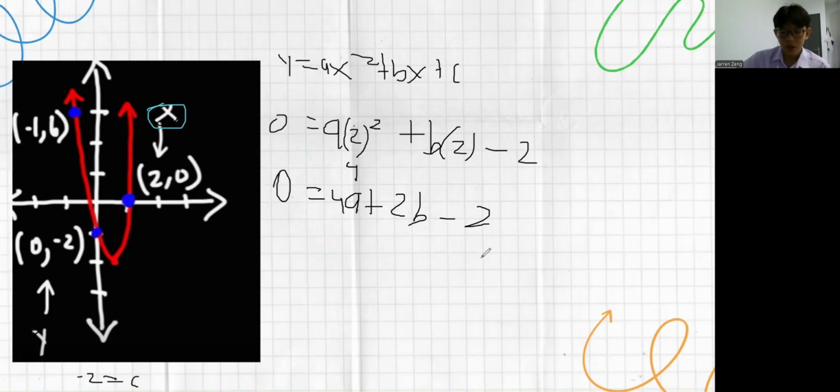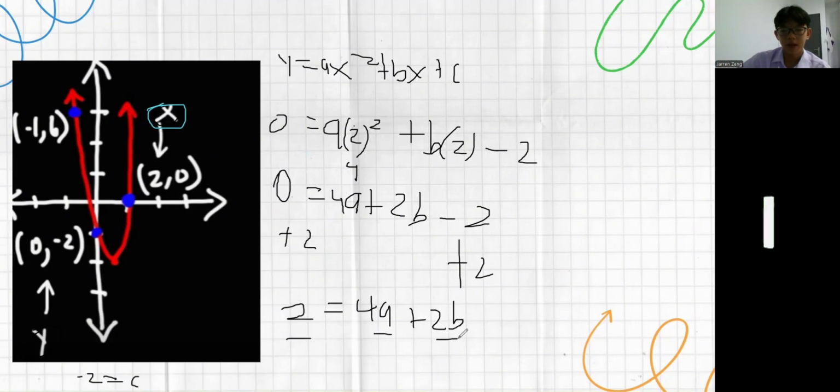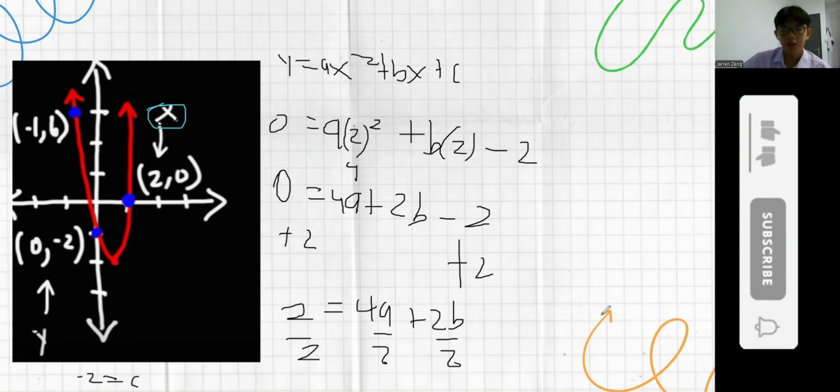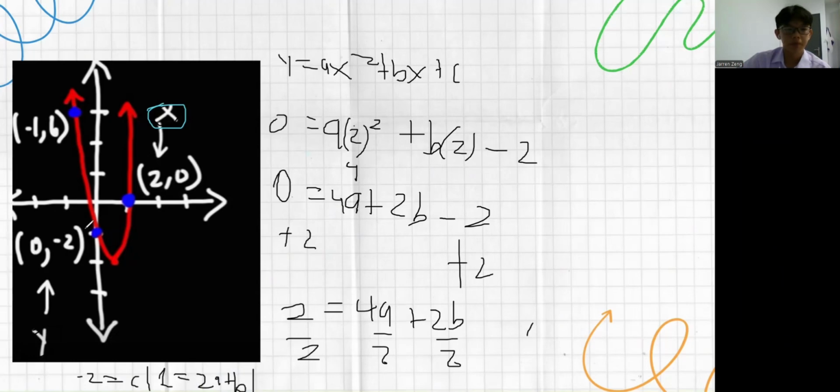Now we're gonna plus 2 on both sides. Plus 2, plus 2, which then we'll get 2 equals 4a plus 2b, and we're gonna divide them all by 2. So we'll get our second point, 1 equals 2a plus b. Okay, so this is our second point.